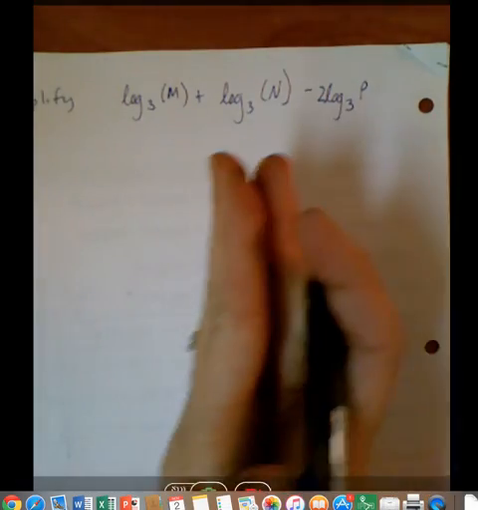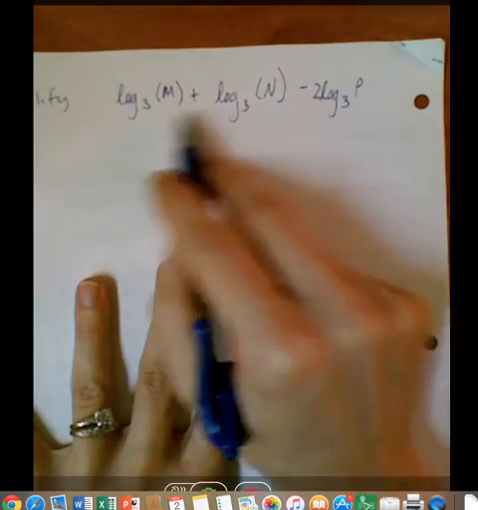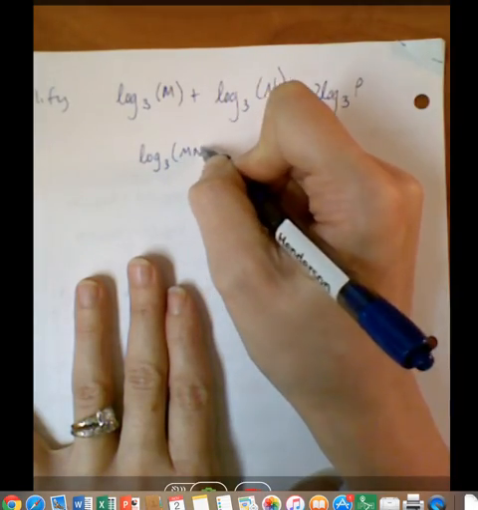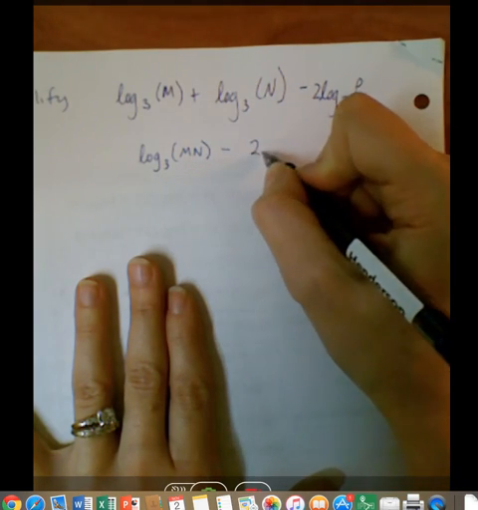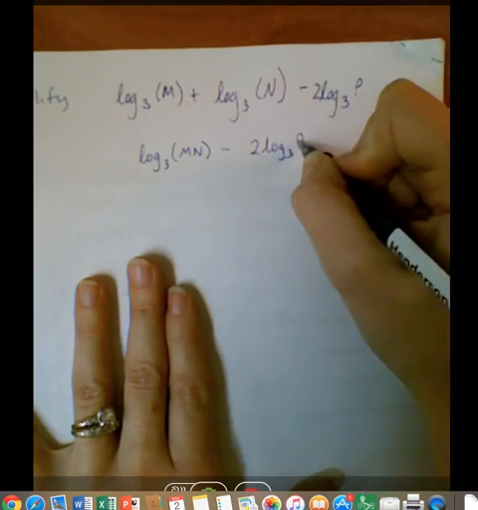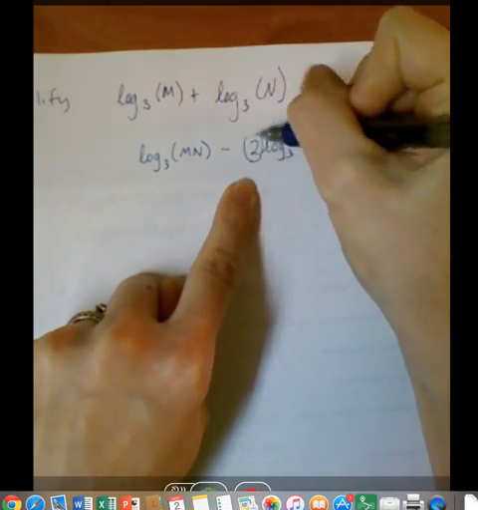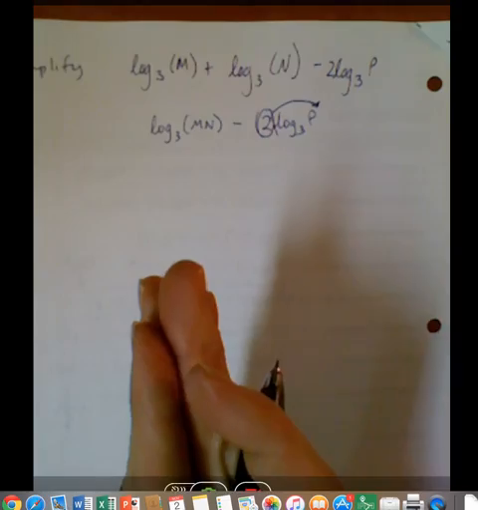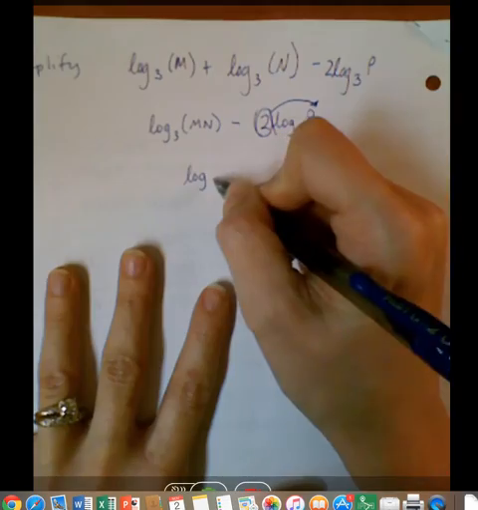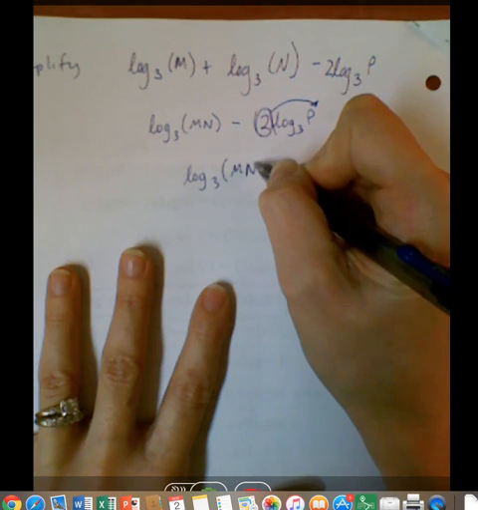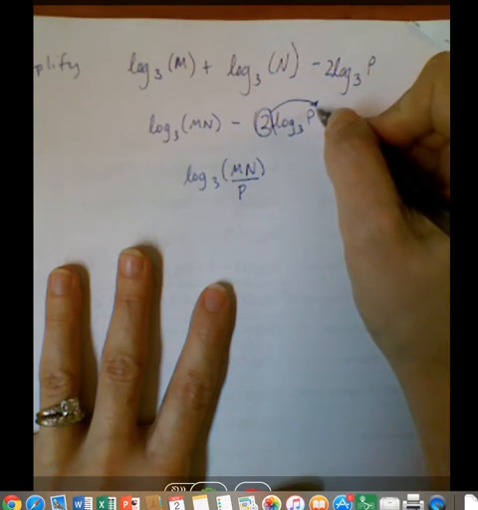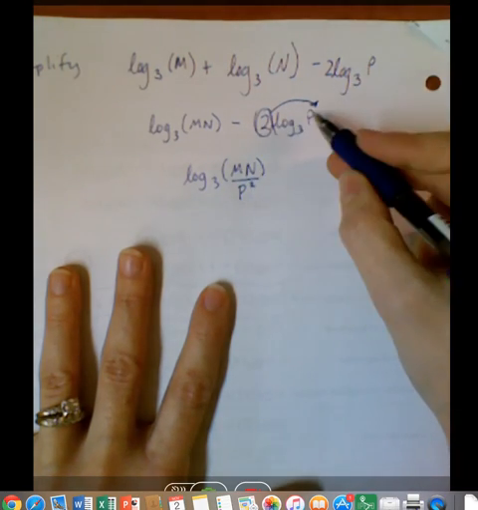So I'm going to see if I can write it in terms of a single term. So using our product rule, this can be written as log base 3 of m times n minus 2 log base 3 of p. Now I can put these two together, but I'm going to have to take this 2 here and bring it back up to be the exponent on p so that I can make this work. So this is going to become log base 3 of mn over p squared.